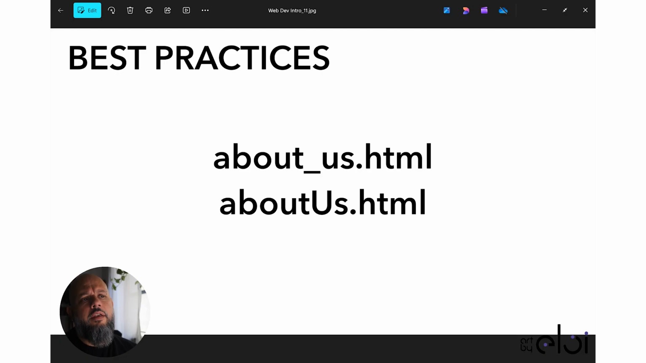Another way to go about it is called camel notation, which is the word about is all lowercase, the first word all lowercase, and then every additional word is capitalized. So in this case, us has a capital U. Things to stay away from: outside of underscores, hyphens, and periods, you don't want to use any special characters. So don't put question marks in your file names, don't put spaces in your file names. They should all be formatted either with an underscore or capitalization.